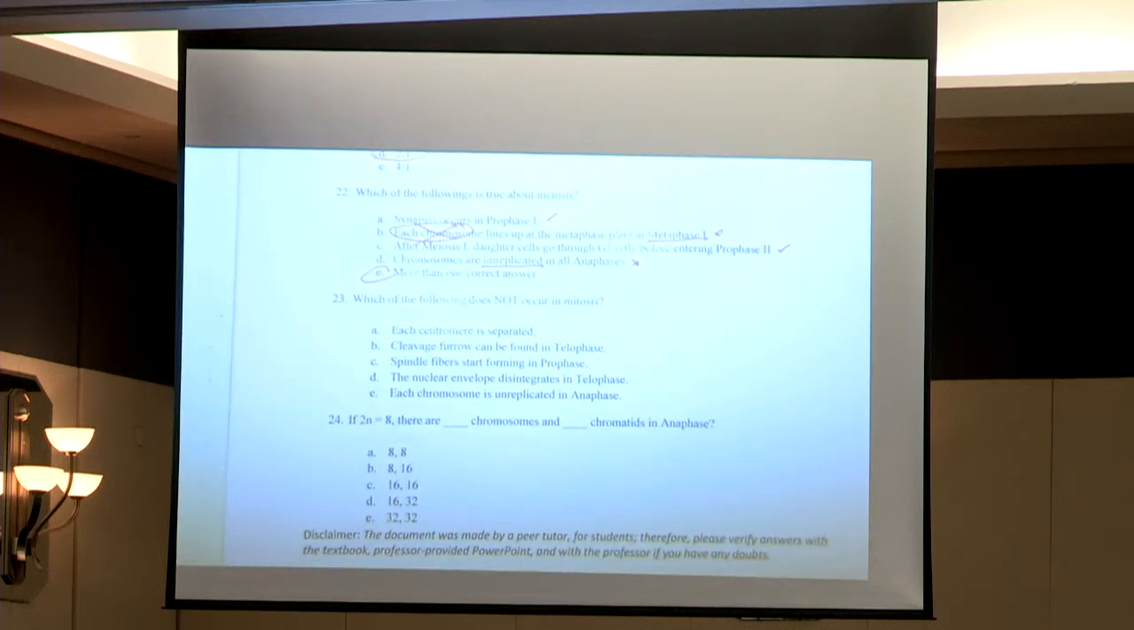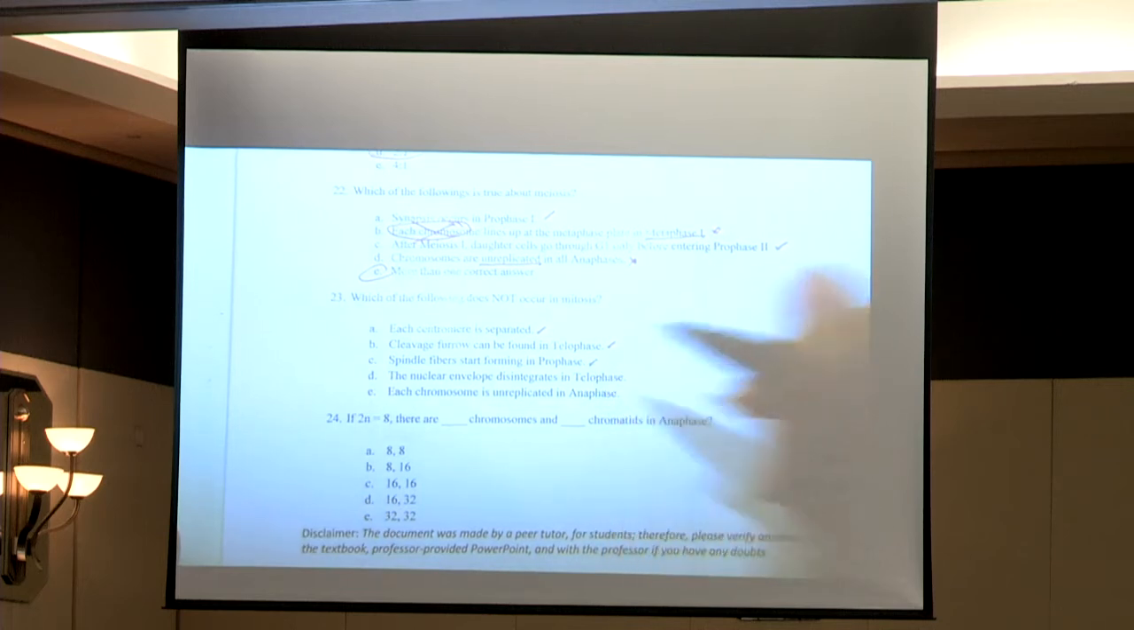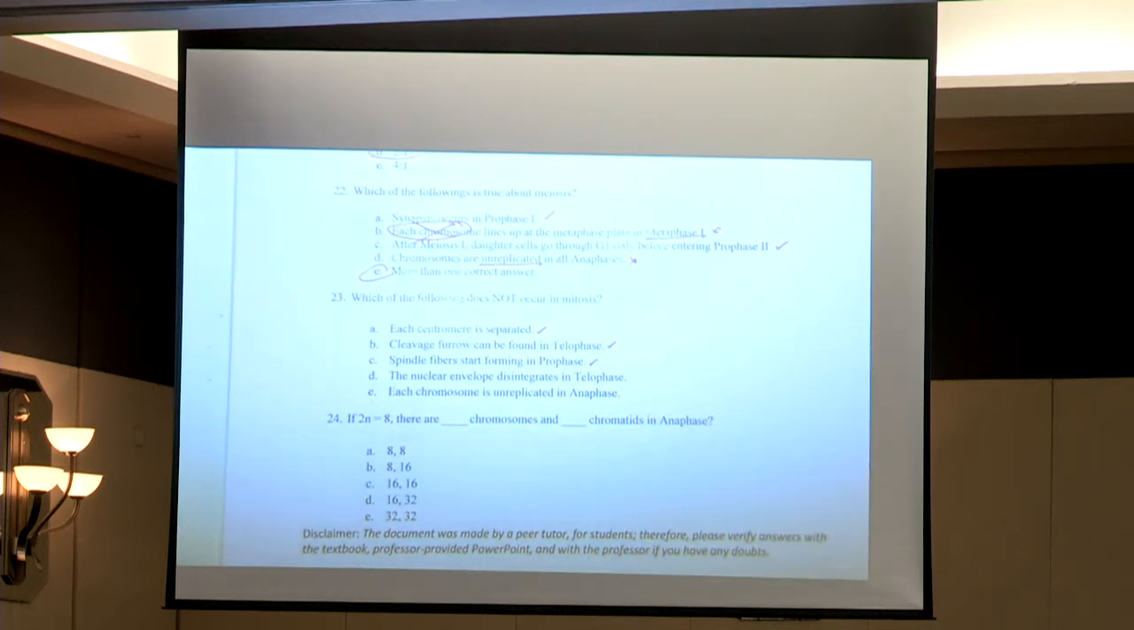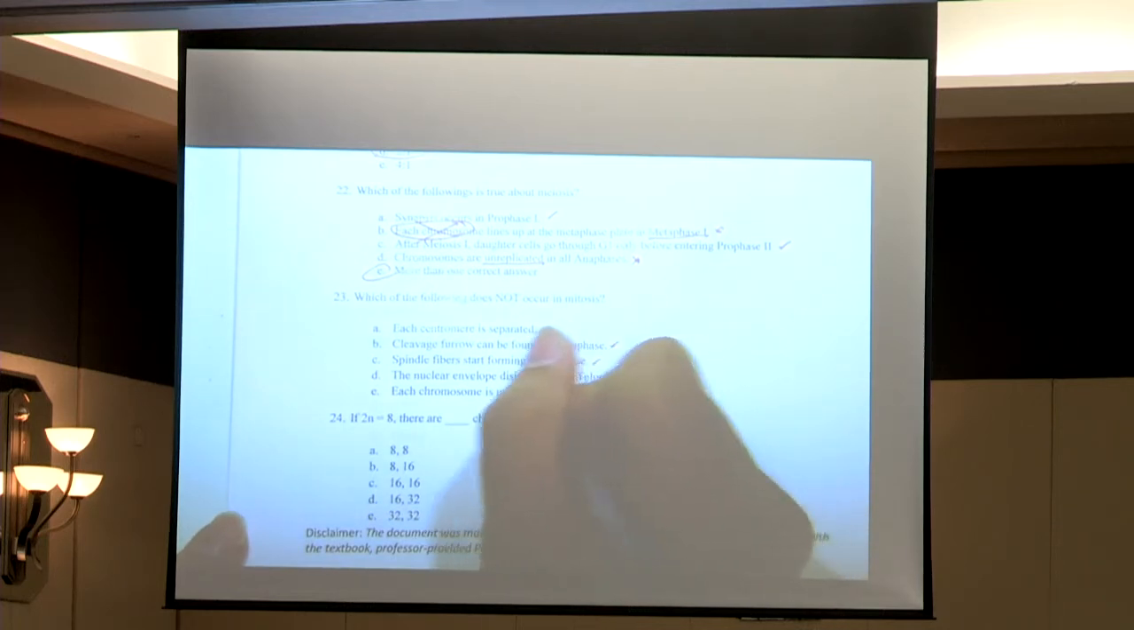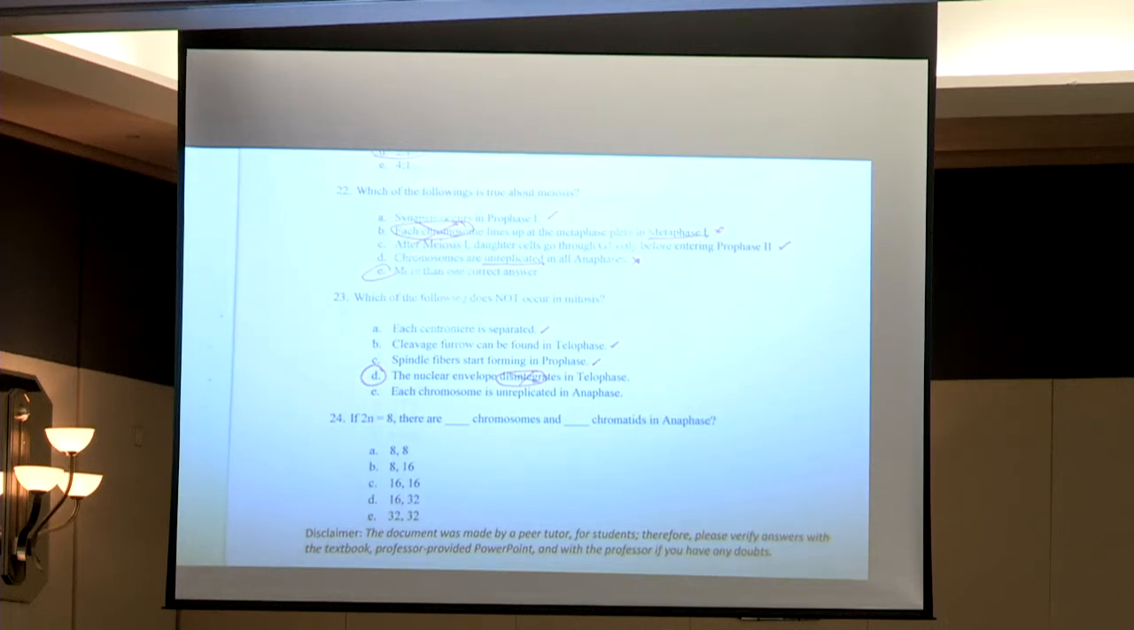So 23, which of the following does not occur in mitosis? Each centromere is separated in mitosis, right? Cleavage furrow can be found in telophase, yes, right? Spindle fibers start forming in prophase. That's also correct. The nuclear envelope disintegrates in telophase. Is it disappearing or is it coming back? Telophase is the opposite of prophase, right? So it's prophase where it disintegrates. So this one is not correct, so the answer has to be that one. Each chromosome is unreplicated in anaphase. That's correct for mitosis.